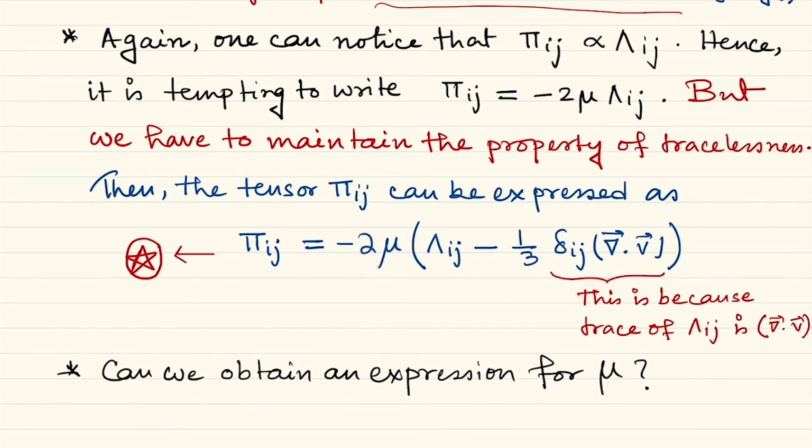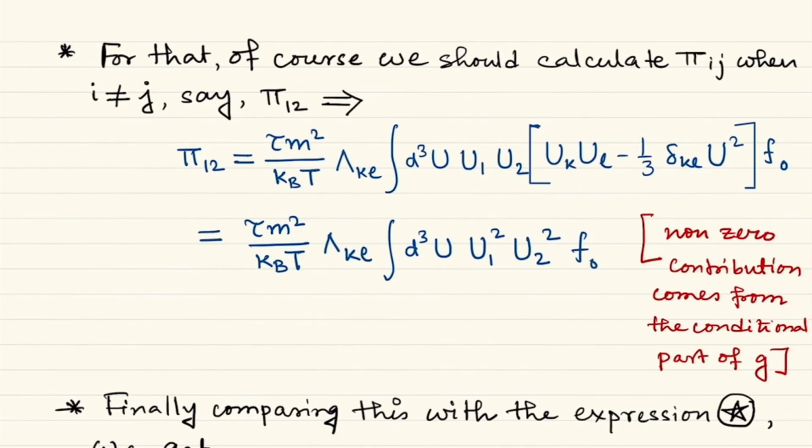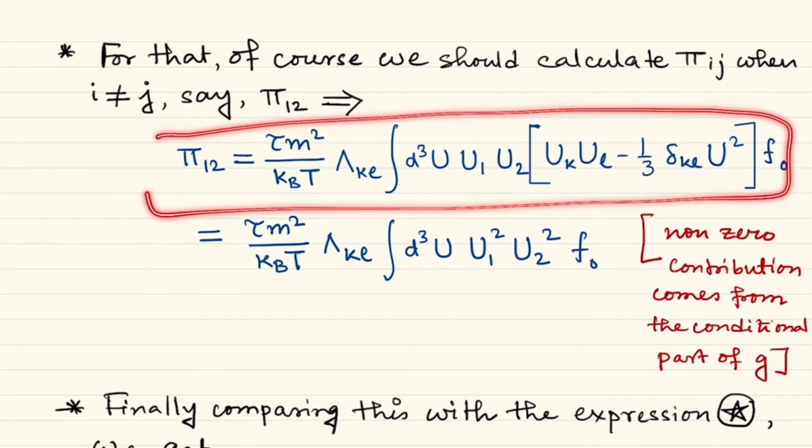You can see that because you have to also use this information that the trace of pi ij is the divergence of v. Okay, now if you take i equal to 1 and j equal to 2, for example, then there is no problem and you can write the whole expression as this.